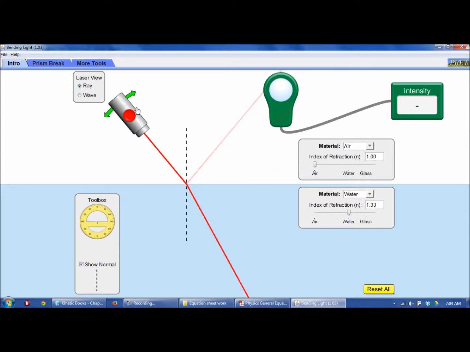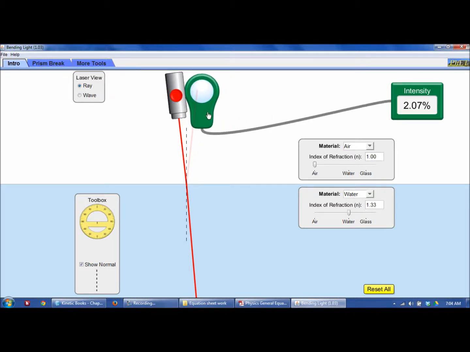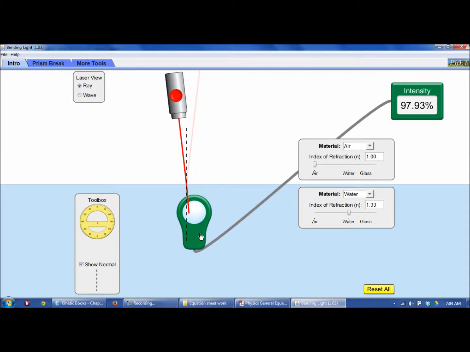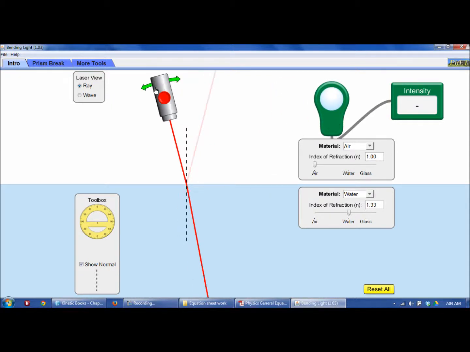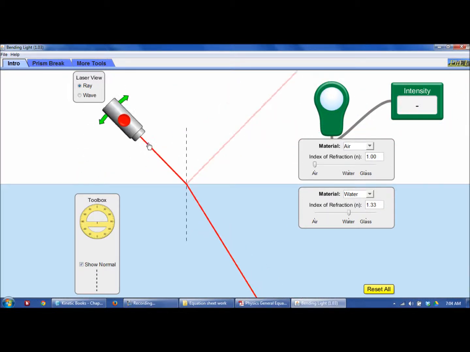and I have almost 39% reflected and 60% refracted. If I went way up here, almost to 0 degrees, because remember I'm measuring everything to the normal, I'm only getting 2% reflected. I'm getting almost 98% refracted. So the amount that it reflects and refracts, what percentage, depends upon that angle of incidence.